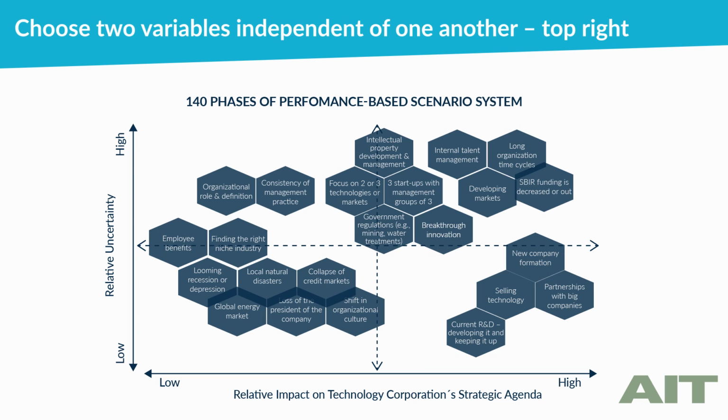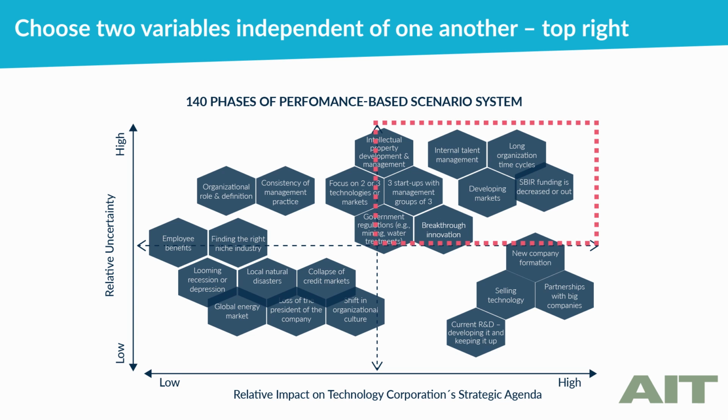It could be about developing markets. It could be about finding the right niche industry. It could be about employees. It could be about the global energy market. But he plots each one of those trends across this diagram. And then he places two different boxes in there, at the midpoint of both: the midpoint of uncertainty and the midpoint of impact. So take a look at this for a few seconds, because this is what you're going to be doing, trying to work out which variables to choose.